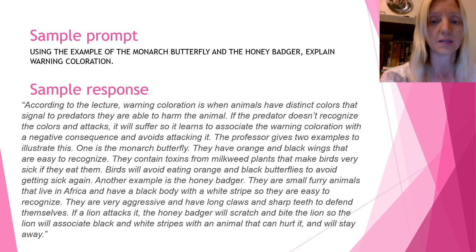Another example is the honey badger. They are small furry animals that live in Africa and have a black body with a white stripe, so they're easy to spot and easy to recognize. They are very aggressive and have long claws and sharp teeth to defend themselves. If a lion attacks it, the honey badger will scratch and bite the lion, so the lion will associate black and white stripes with an animal that can hurt it and stay far away.